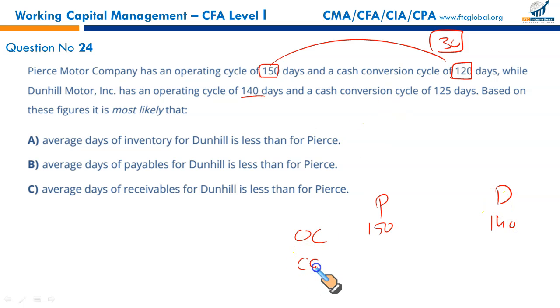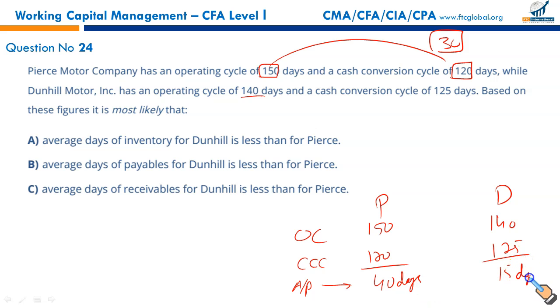Cash conversion cycle, I write CCC. It is 120 for Pierce and it's 125 for Dunhill. So the difference between these two, 40 and 15, gives you your accounts payable turnover in days, or accounts payable payment period, average payment period. It means Pierce pays its suppliers after 40 days, whereas Dunhill pays more frequently after 15 days, right? Because the difference between operating cycle and cash conversion cycle is your accounts payable payment period.